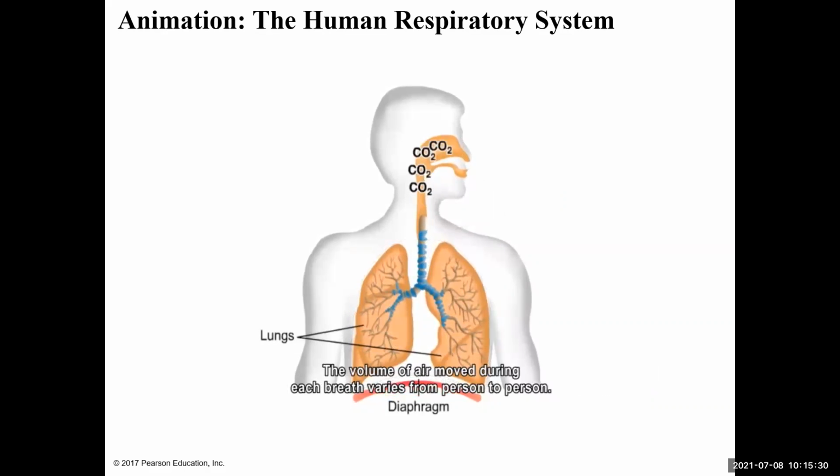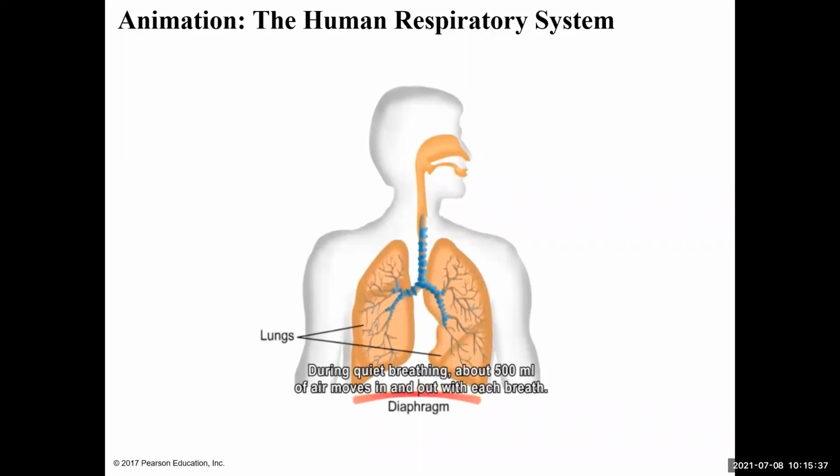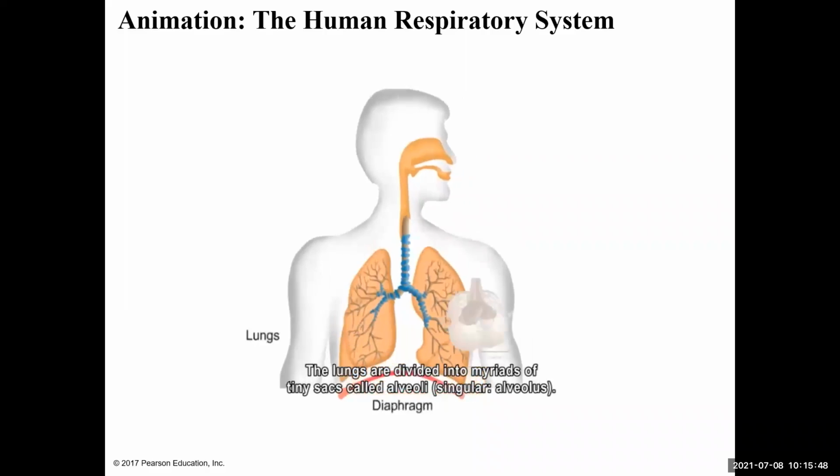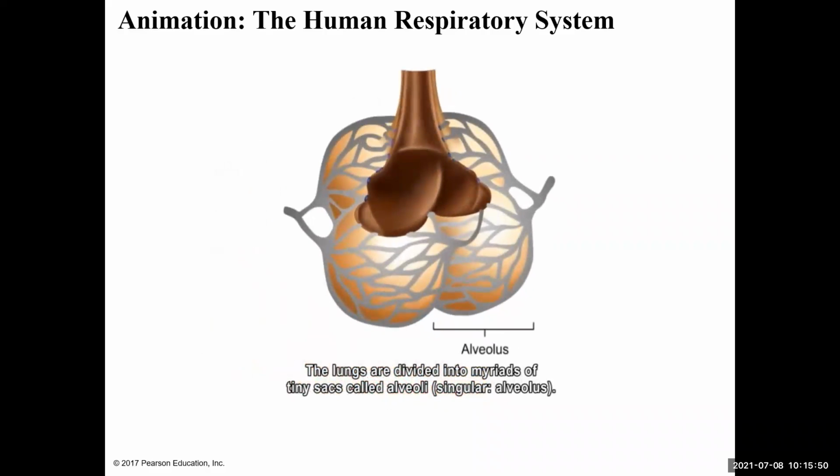The volume of air moved during each breath varies from person to person. During quiet breathing, about 500 milliliters of air moves in and out with each breath. The amount of air inhaled or exhaled during a normal breath is called the tidal volume. The lungs are divided into myriads of tiny sacs called alveoli, or singular, alveolus.